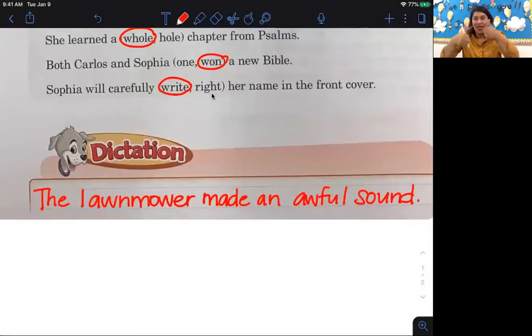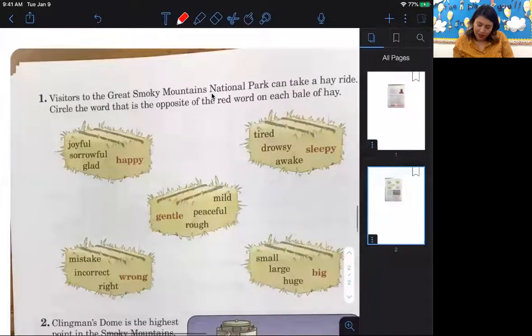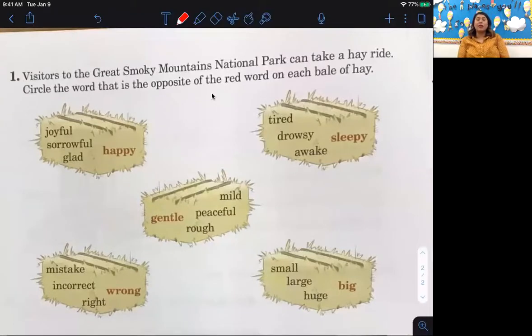If it does, thumbs up, pats on the back. Good job, friends. Let's flip our page over. Let's see. Visitors to the Great Smoky Mountains National Park. That's such a long phrase or name, really. Visitors to the Great Smoky Mountains National Park can take a hayride. Circle the word that is the opposite of the red word on each bale of hay.